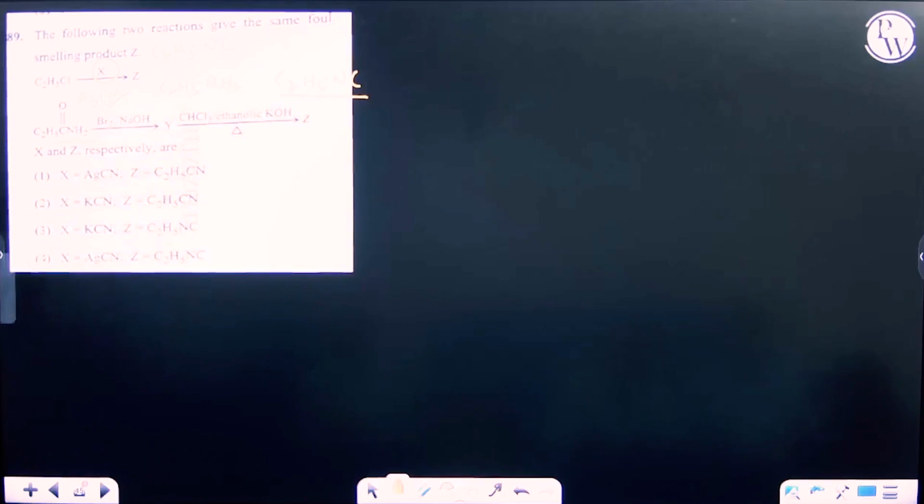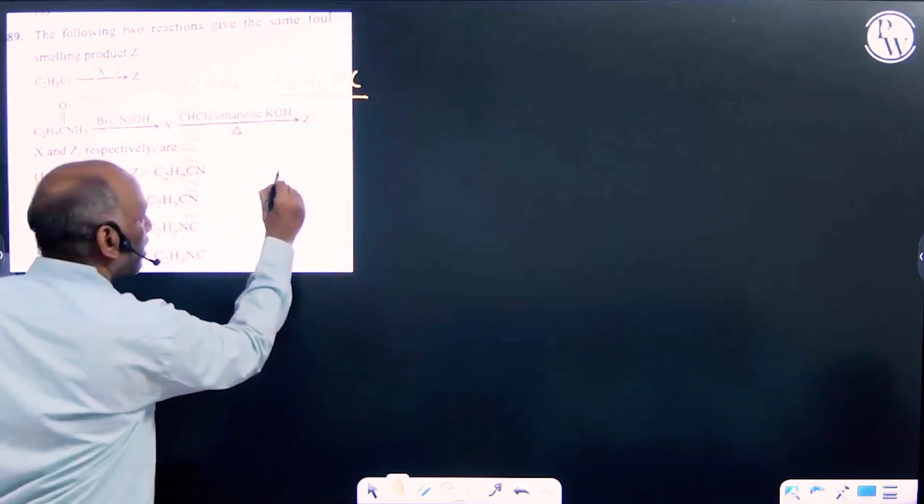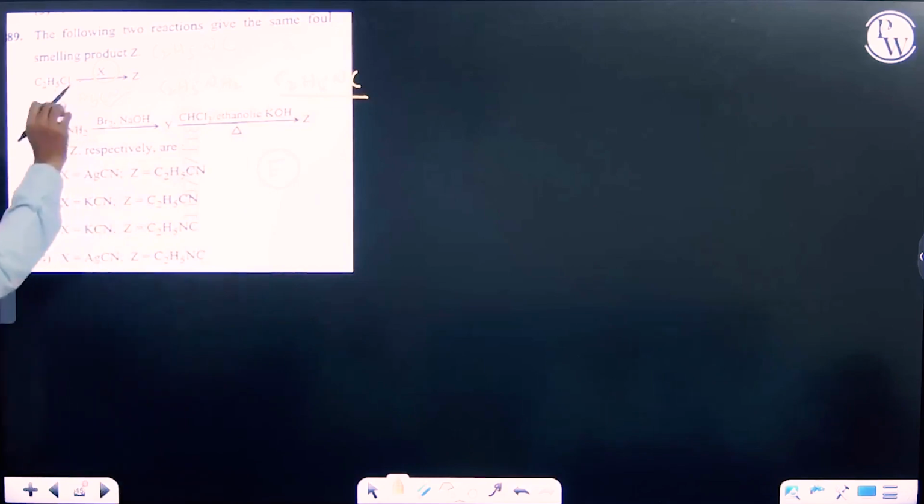So this is a most commonly appearing named reaction. It comes in many of the competitive exams, and hence this is somewhat easy, but the trap is there with silver cyanide and potassium cyanide. You need to be clear what that ambident nucleophile can do in substitution reactions.